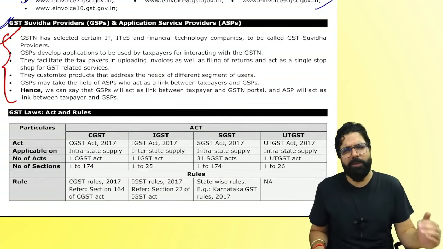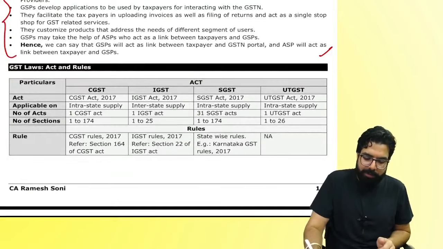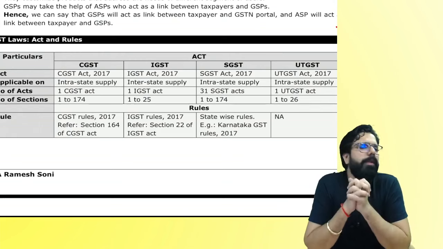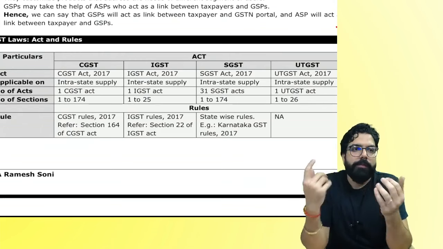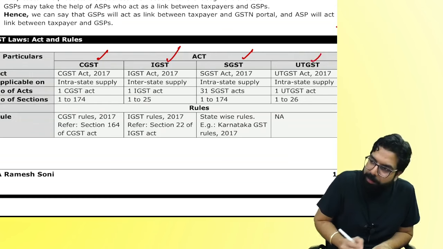Okay everyone, CS and CMA students, read once. Can we go ahead everyone? Now that's it with the first chapter. Now you tell me one thing, some basic things. We have CGST Act. We have IGST, we have SGST, and we have UTGST.